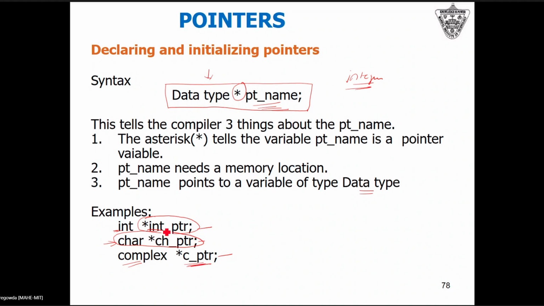So int ptr is used to hold the address of the memory location where the integer data type is stored. Similarly, chptr is used to store the address of the memory location where the char data type is stored, and so on like that.